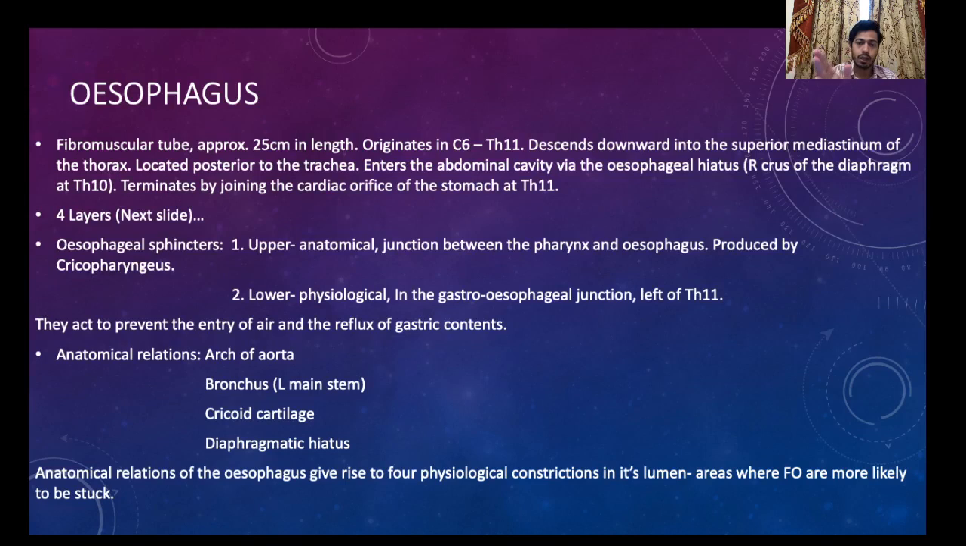It's also on the right hand side of the diaphragm, so in the right crus of the diaphragm, that's where the esophagus will be passing through, and as it passes through that opening, it will slightly deviate towards the left, very slightly, and left and posteriorly. And that's usually at the level of T11. It terminates by joining the cardiac orifice of the stomach, or the cardia of the stomach. It is composed of four layers, which are important for peristalsis. I'm going to discuss those four layers in the next slide.